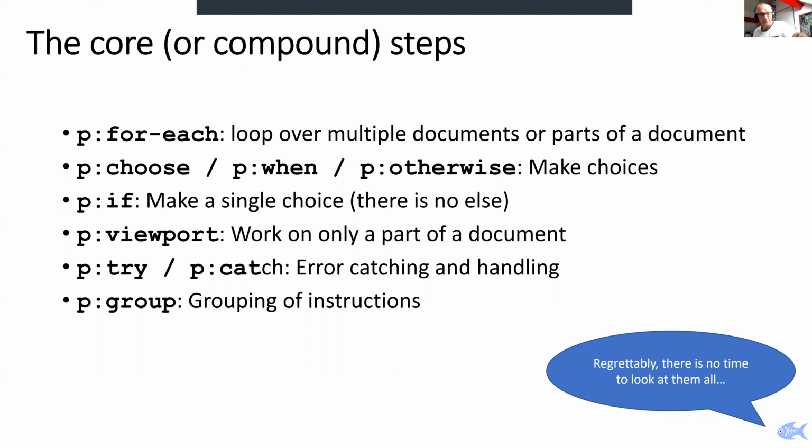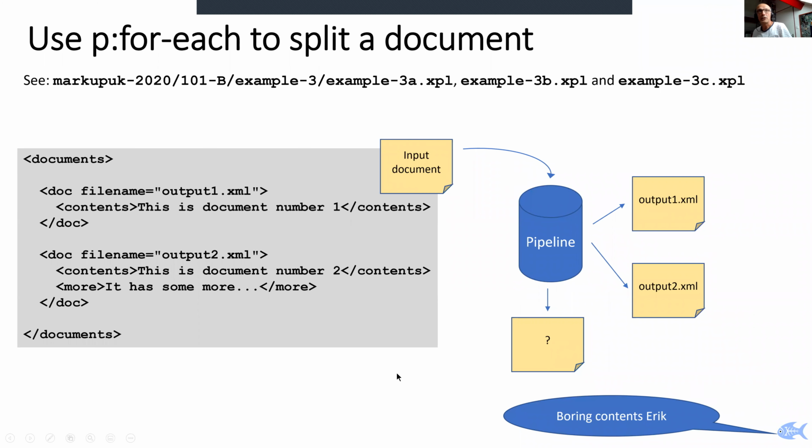So let's have a look at an application of p:for-each. And it works like this. We have an input document which looks like this. It has two child elements under the root with a file name attribute. So what I want is to process this input document, push it through the pipeline, have all doc elements.